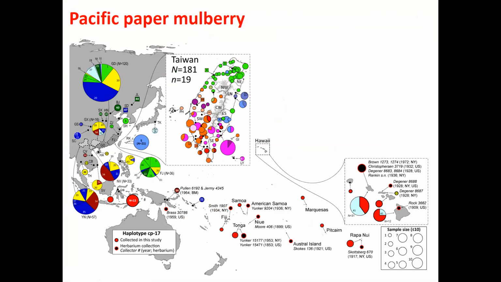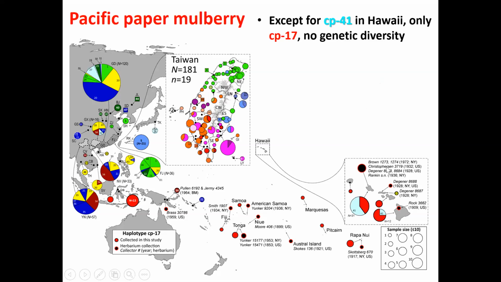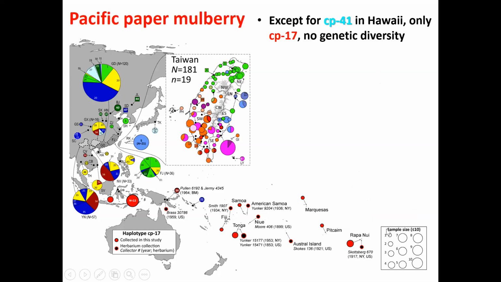And then we asked, what is the genetic origin of the Pacific paper mulberry tree? As you can see from this figure, a majority of the paper mulberry trees in the Pacific have a red haplotype, except for Hawaii, which also has haplotype 41 in light blue. If we just look at this haplotype tree, we can conclude there is very, very low genetic variation in the Pacific, suggesting Pacific paper mulberry had undergone a very severe bottleneck or founder effect, meaning only very limited genetic variation was transported into the Pacific.